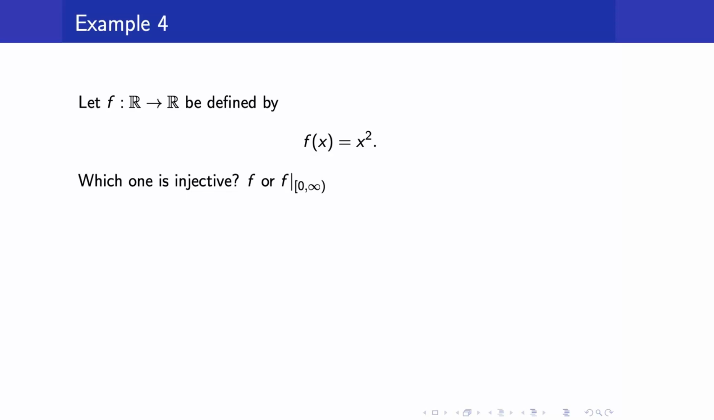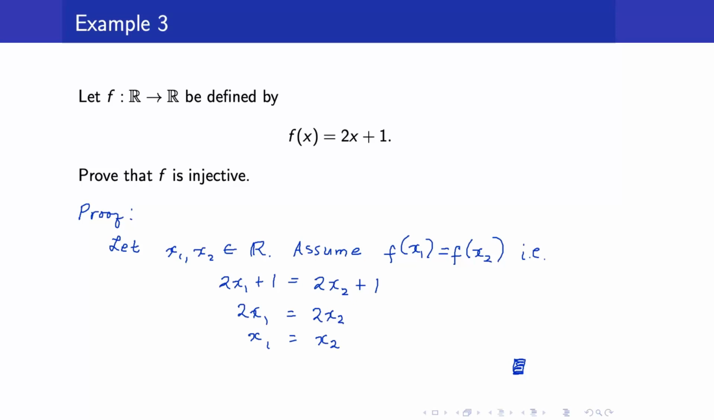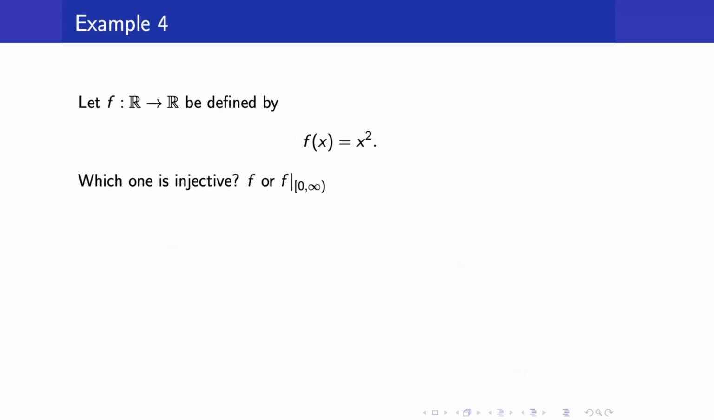Now, suppose we define the function f from R to R, the set of reals to the set of reals, defined by f of x equals x squared. Which one is injective? Is it the function f or the function restricted to 0, infinity?